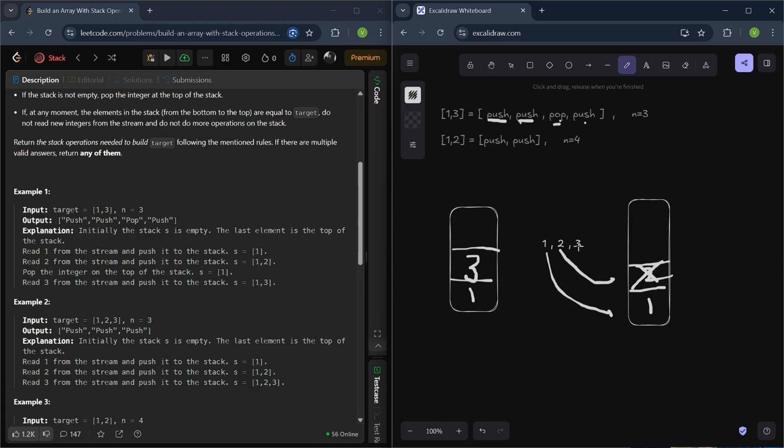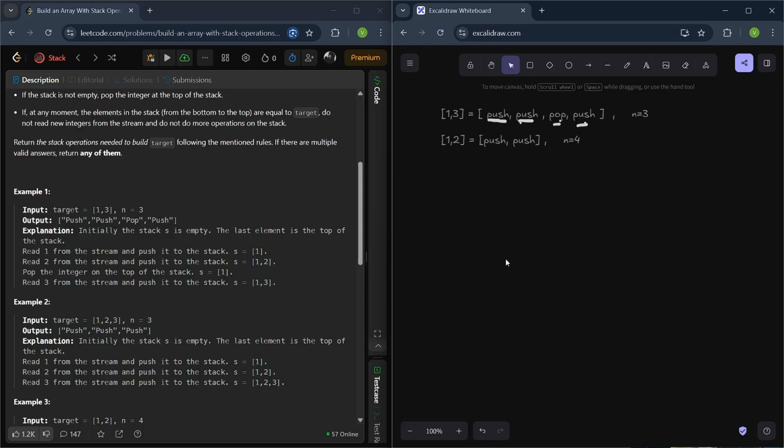Good. Now we will move forward to the third value, that is 3. And then we will use the push operation and insert 3. Now these two stacks look similar, the target and the one we have created. So this is how we are going to represent the operations that we have used to achieve this target. Okay, let me just erase this and we will see how this works.